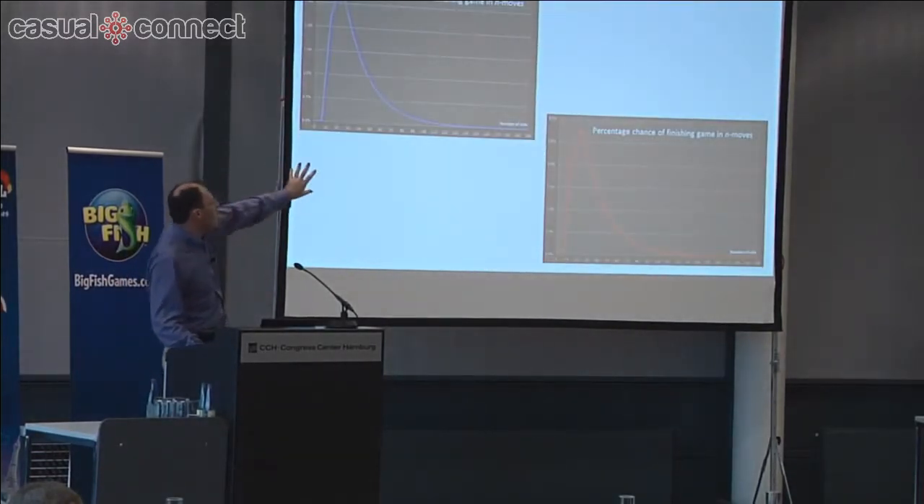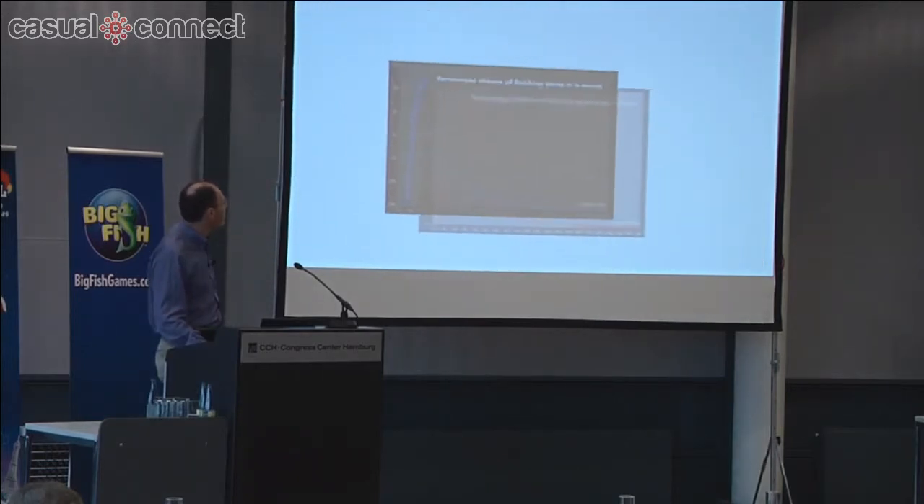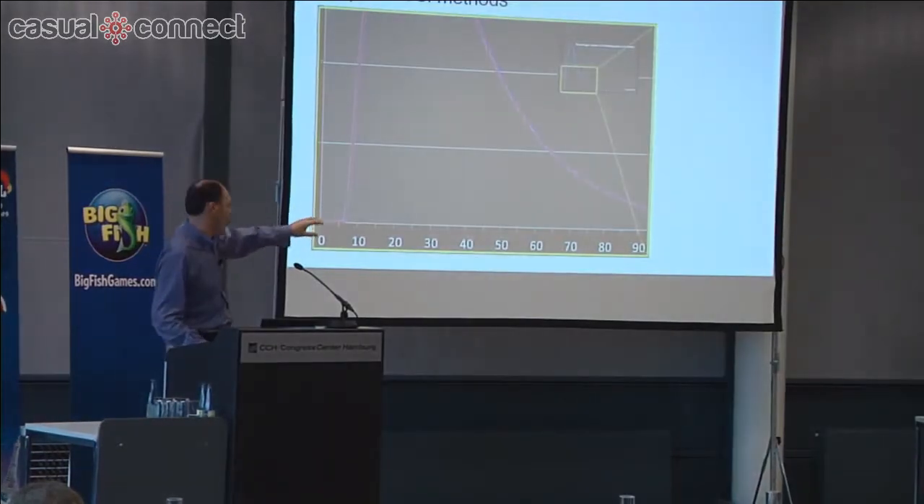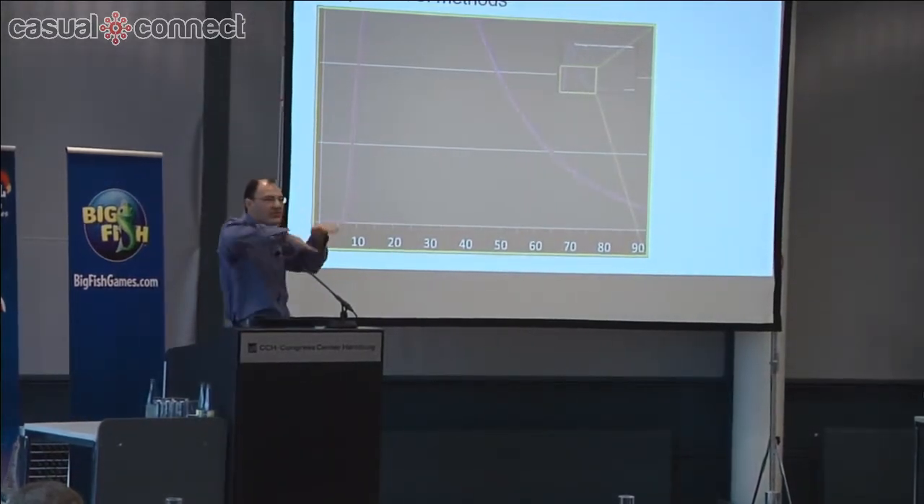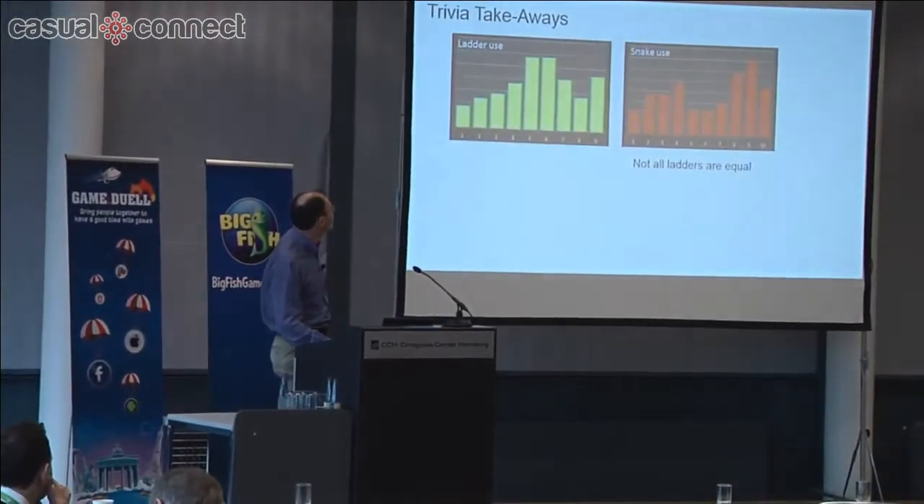Comparing the objective and the subjective model together, we've got a formal model and an experimentation model. We can put them all together, and you can see that they match within the bounds of experimental error. The difference between these lines is just the randomness of the random number generator that goes through.